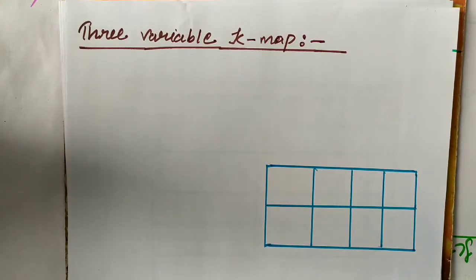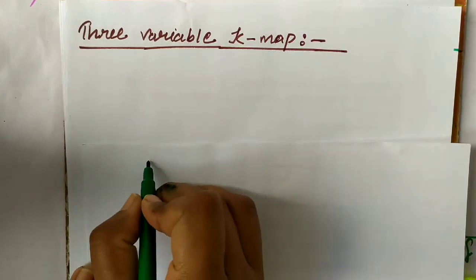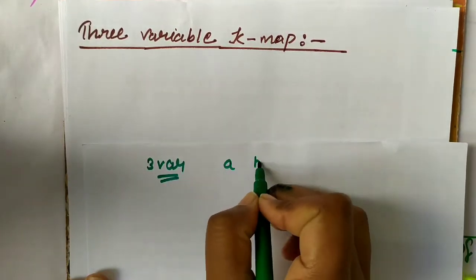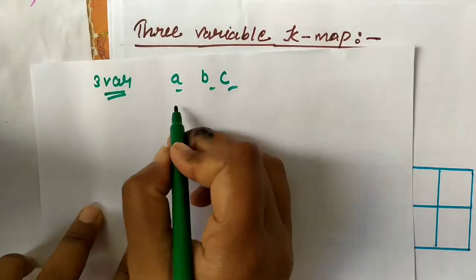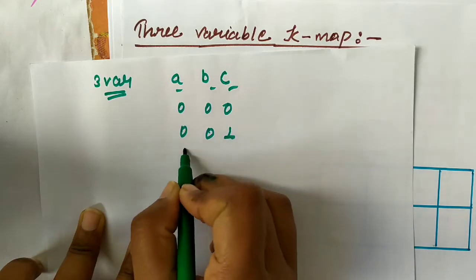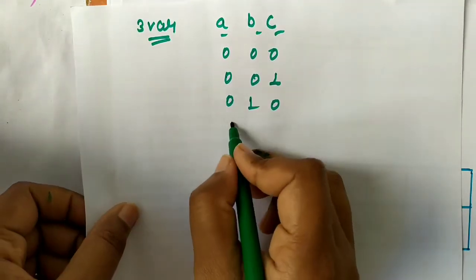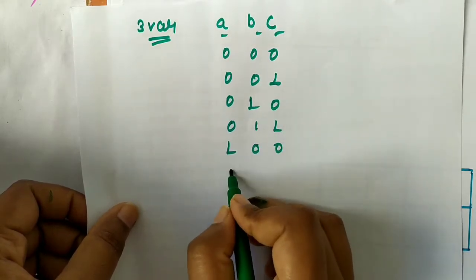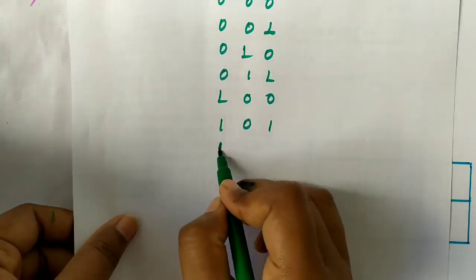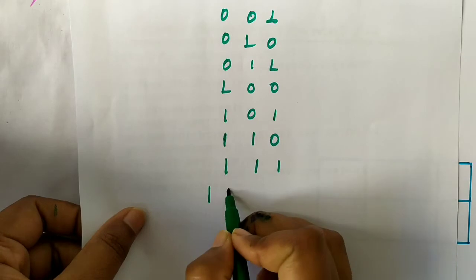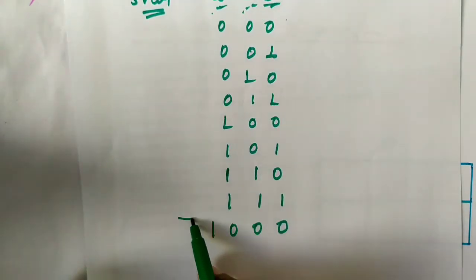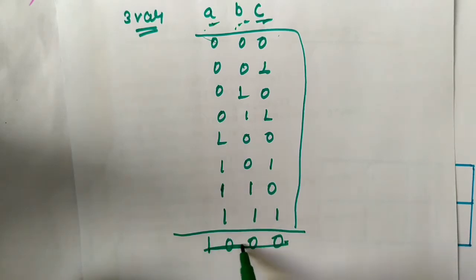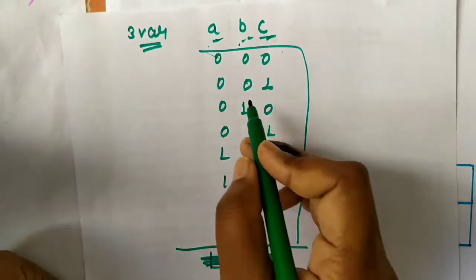Let's see the 3 variable K-map for SOP and POS. In 3 variable there are three values A, B and C. So here we use 000, 001, 010, 011, 100, 101, 110, 111. For 3 variables there are three inputs A, B and C, so we take only up to here, because the rest is for 4 variables.